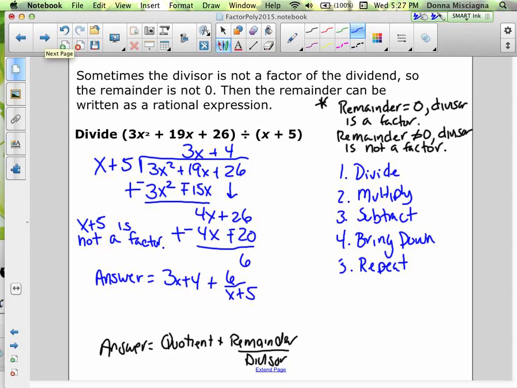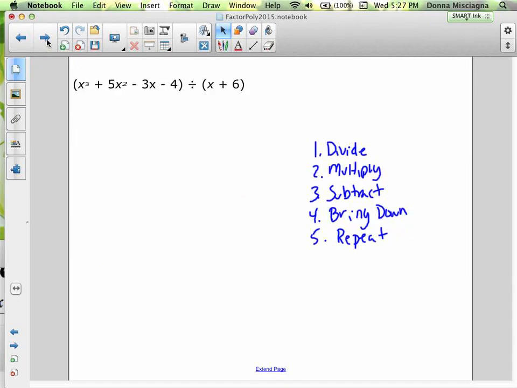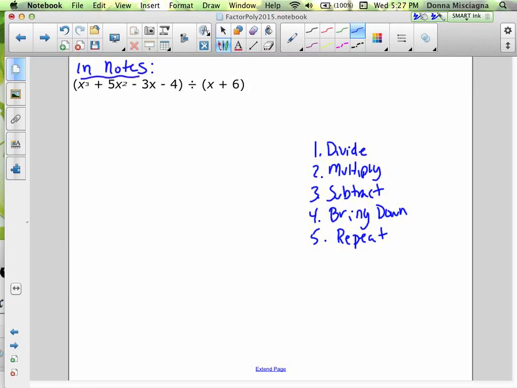There will be times when we need to be able to rewrite an equation as its quotient and the remainder. Okay? All right, let's look at the next one. All right, so we're going to divide, and this one, by the way, is in your notes. We're going to divide x cubed plus 5x squared minus 3x minus 4 by x plus 6.